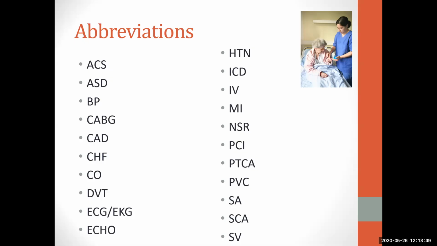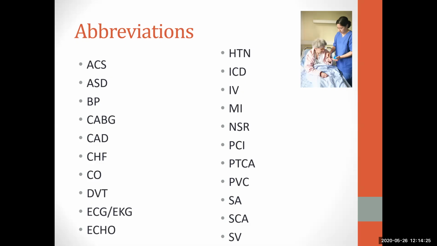CO is cardiac output. DVT is a deep vein thrombosis, so they have a clot in the lower leg. And ECG and EKG are both electrocardiogram. Both are acceptable. Echo is an echocardiography or echocardiogram. HTN is hypertension. ICD is that implantable cardioverter defibrillator. Intravenous is IV. MI is a heart attack, myocardial infarction. NSR is normal sinus rhythm. So when we're looking at the heart, we want that normal sinus rhythm.